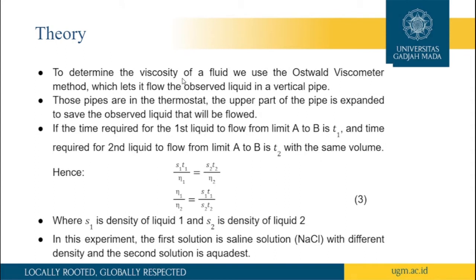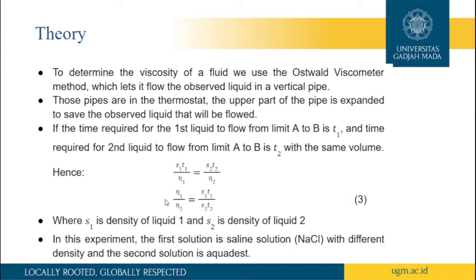To determine the viscosity of a fluid, we use the Ostwald viscometer method, which lets the observed liquid flow in a vertical pipe. The pipe is in a thermostat. The upper part of the pipe is expanded to hold the observed liquid that will be flowed. If the time required for the first liquid to flow from point A to B is flow time 1, and the time required for the second liquid to flow from the limit A to B is flow time 2, with the same volume, hence we can construct this information into the mathematical equation in equation number 3.